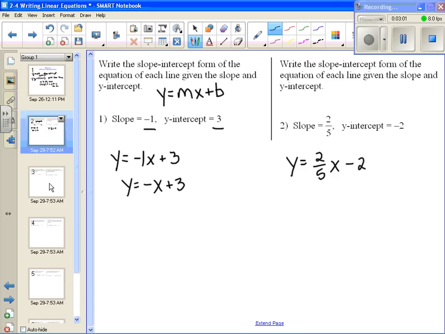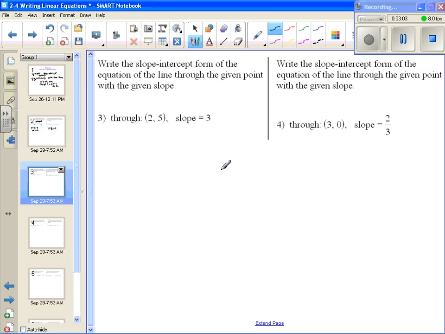So let's try to make it a little tougher. Here we're still going to write the slope-intercept form of the equation, and we want it to have a slope of 3, and we want it to go through the point (2, 5). Now I know already that I'm going to have y equals mx, well m is 3, so 3x plus b. I don't know the y-intercept.